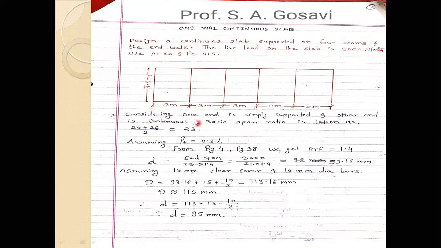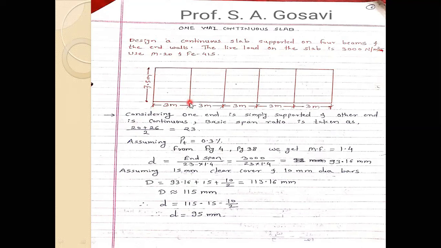So here, what we have said is that one end is simply supported, this end, and the other end is continuous. Here the slab is continued to the further support. So the basic span to depth ratio is taken as 20 plus 26 by 2. Where does this come from? 20 is for simple support and 26 is for continuous support. But in our case, one support is simple and the other is continuous, so we are in between, and we have taken the average of these two: 20 plus 26 divided by 2.